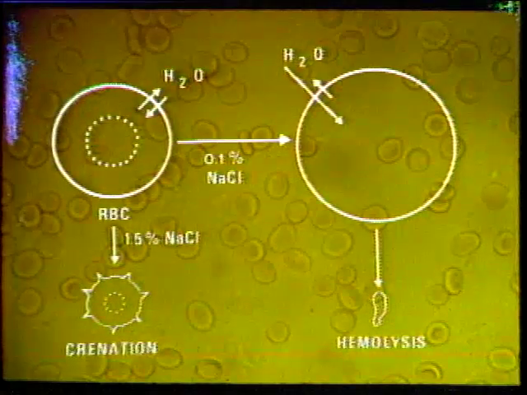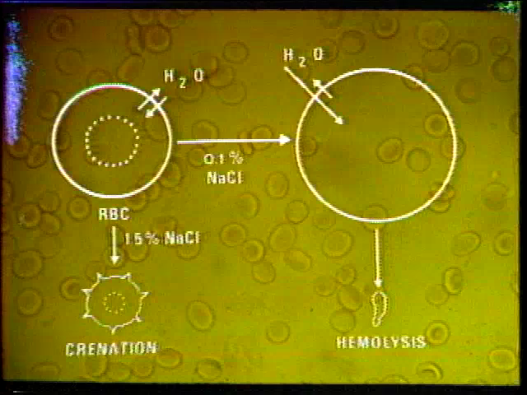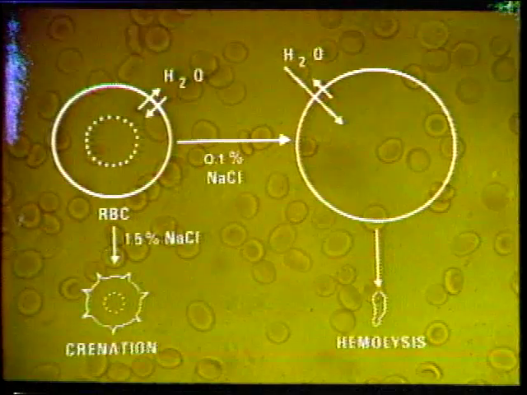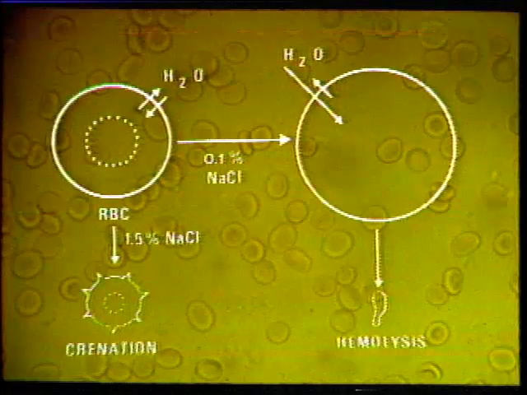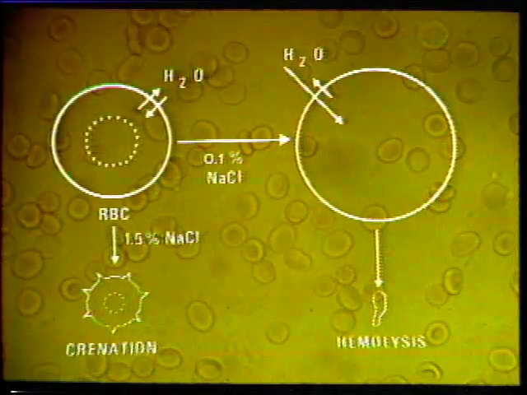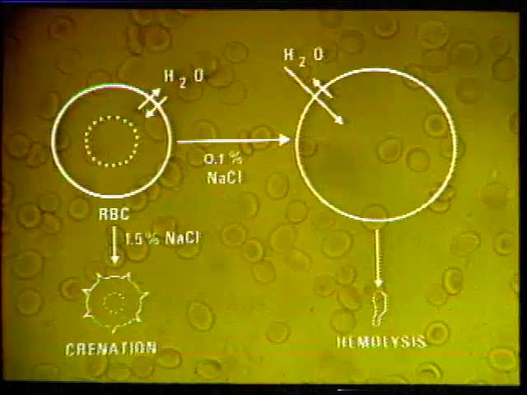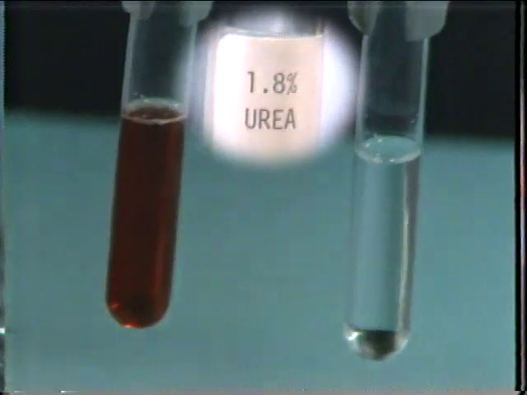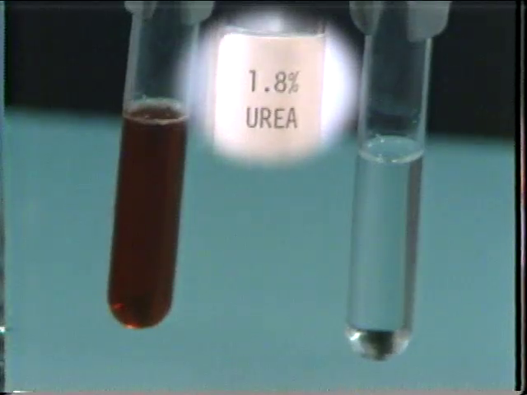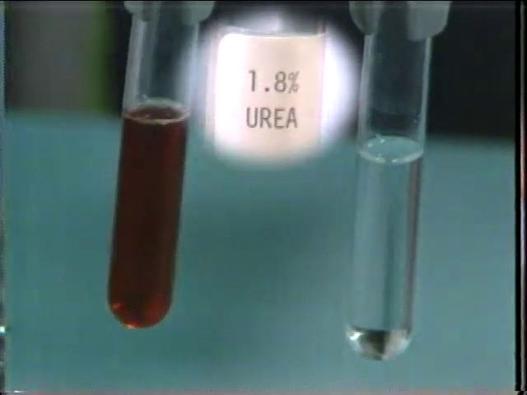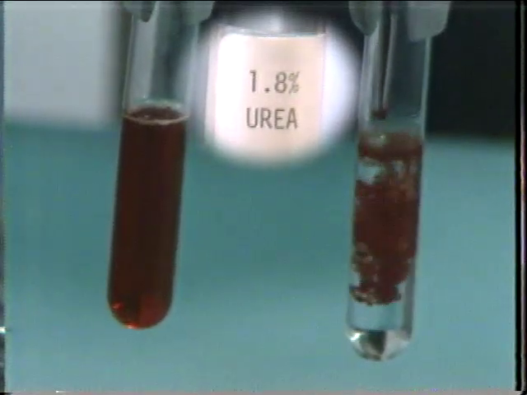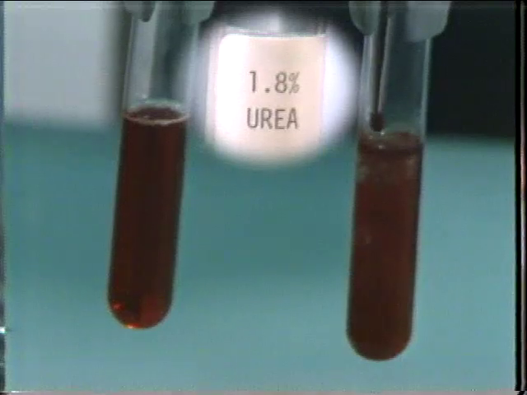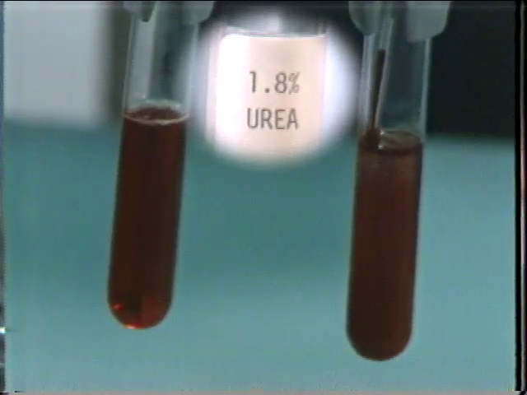When red blood cells are placed into a hypotonic solution, water enters the cell at a greater rate than it is leaving in response to osmotic pressure. The cell will become swollen and eventually will hemolyze. A drop of blood will be placed in 1.8% urea. The cells will rapidly hemolyze because urea is an isoosmotic solution.